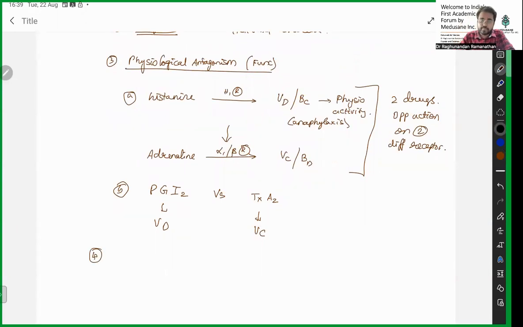The fourth one is very important. That is going to be pharmacological antagonism.